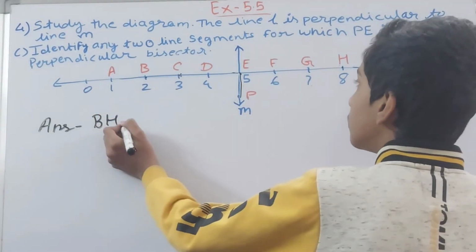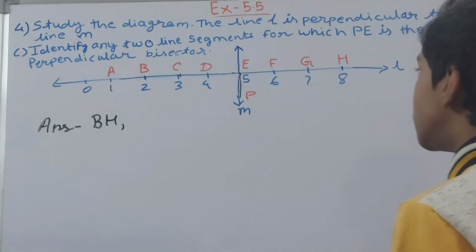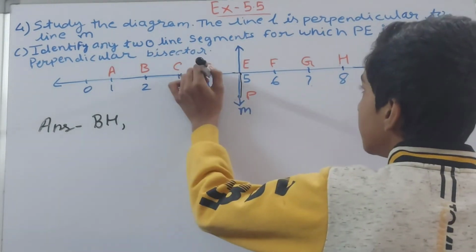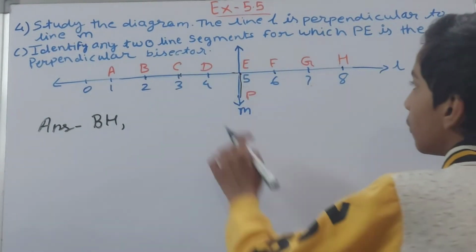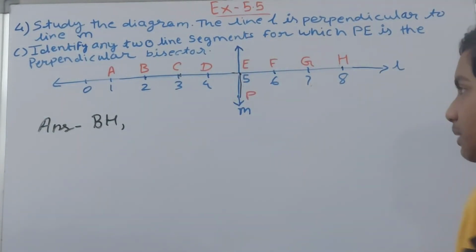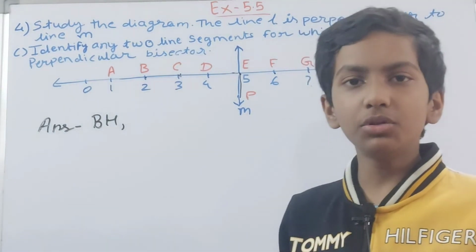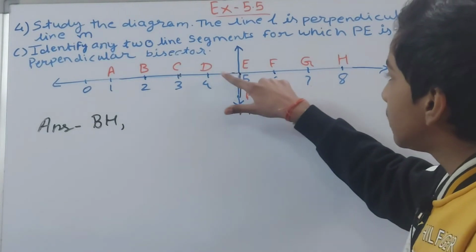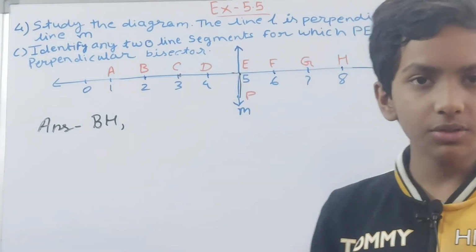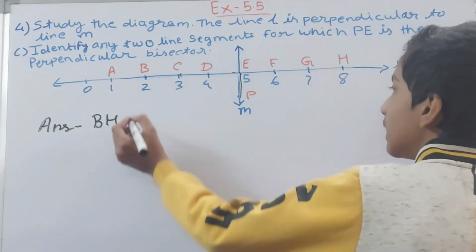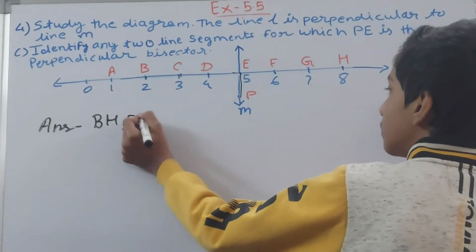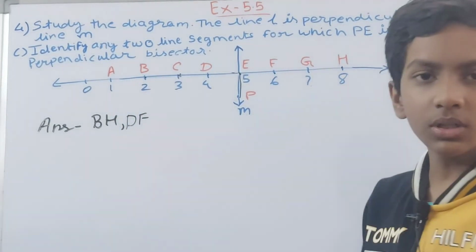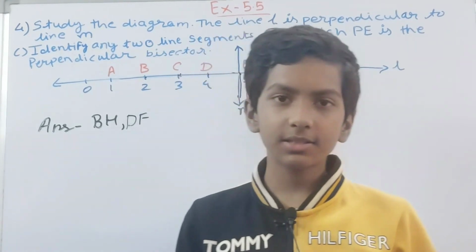Then next also we have to see. Over here, you can write DF also. When divided by EP, DF is divided into DE and EF. So two parts, DE and EF, and you can see they are of equal units. So they are equally getting divided. So you can write DF also as the answer. Let us move on to the next part.